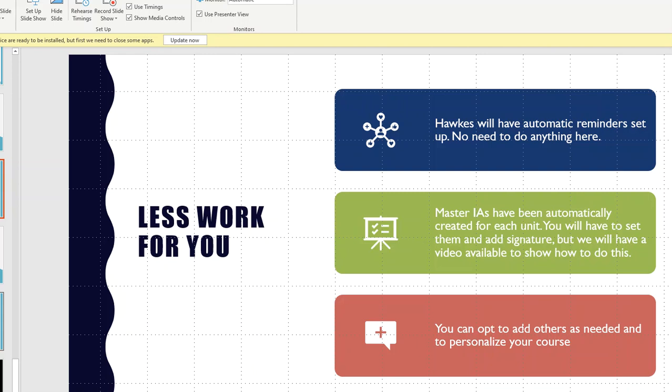Hopefully you'll like these. Hopefully they keep students engaged. And I know setting up intelligent agents in itself can be time consuming, so having these preloaded is hopefully going to be really, really great.